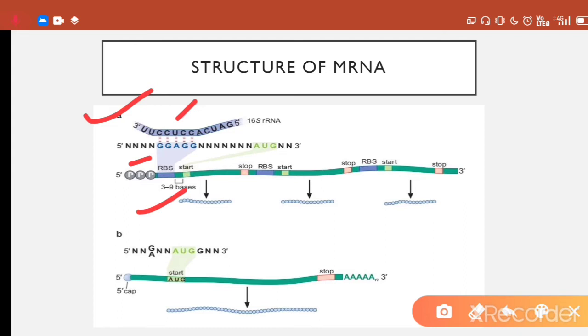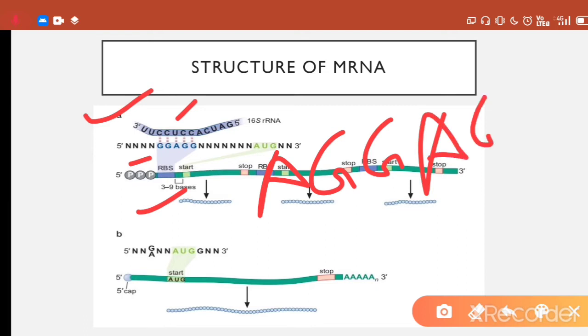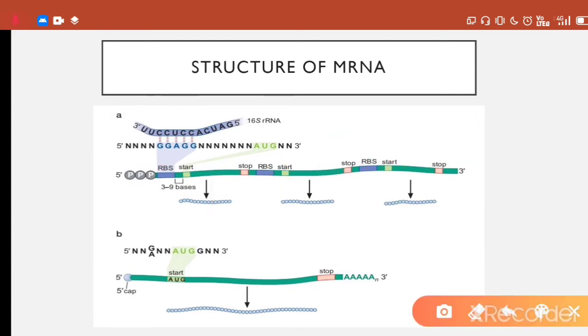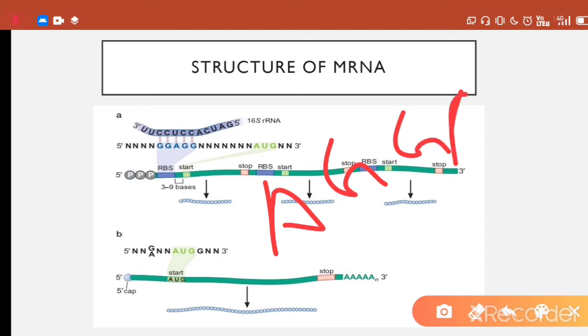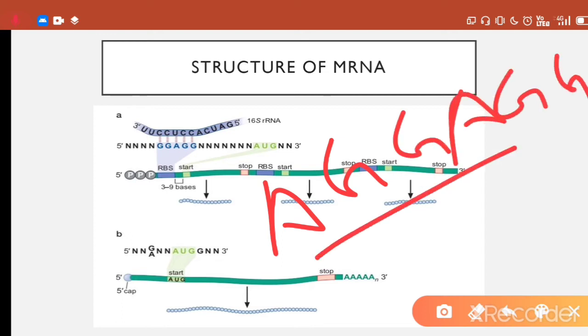And the prokaryotic ribosomal binding site consists of a sequence that could be 3 to 9 base pairs long, and it will be AGG, AGG. As we can see here, GGAGG. So here this A is missing, and it could vary. As we know, this is the particular sequence AGG, but in different mRNA chains it could vary by 1 or 2 base pairs.